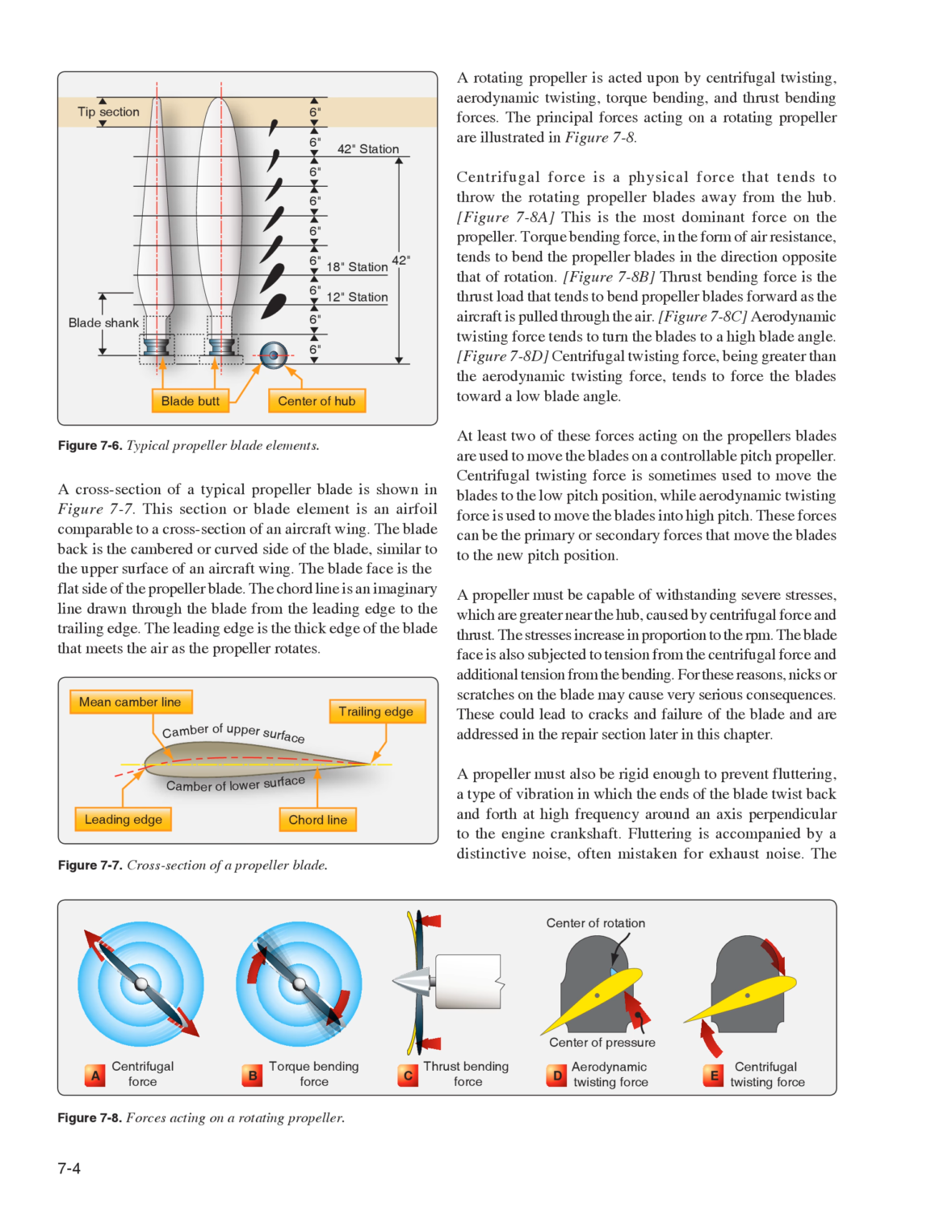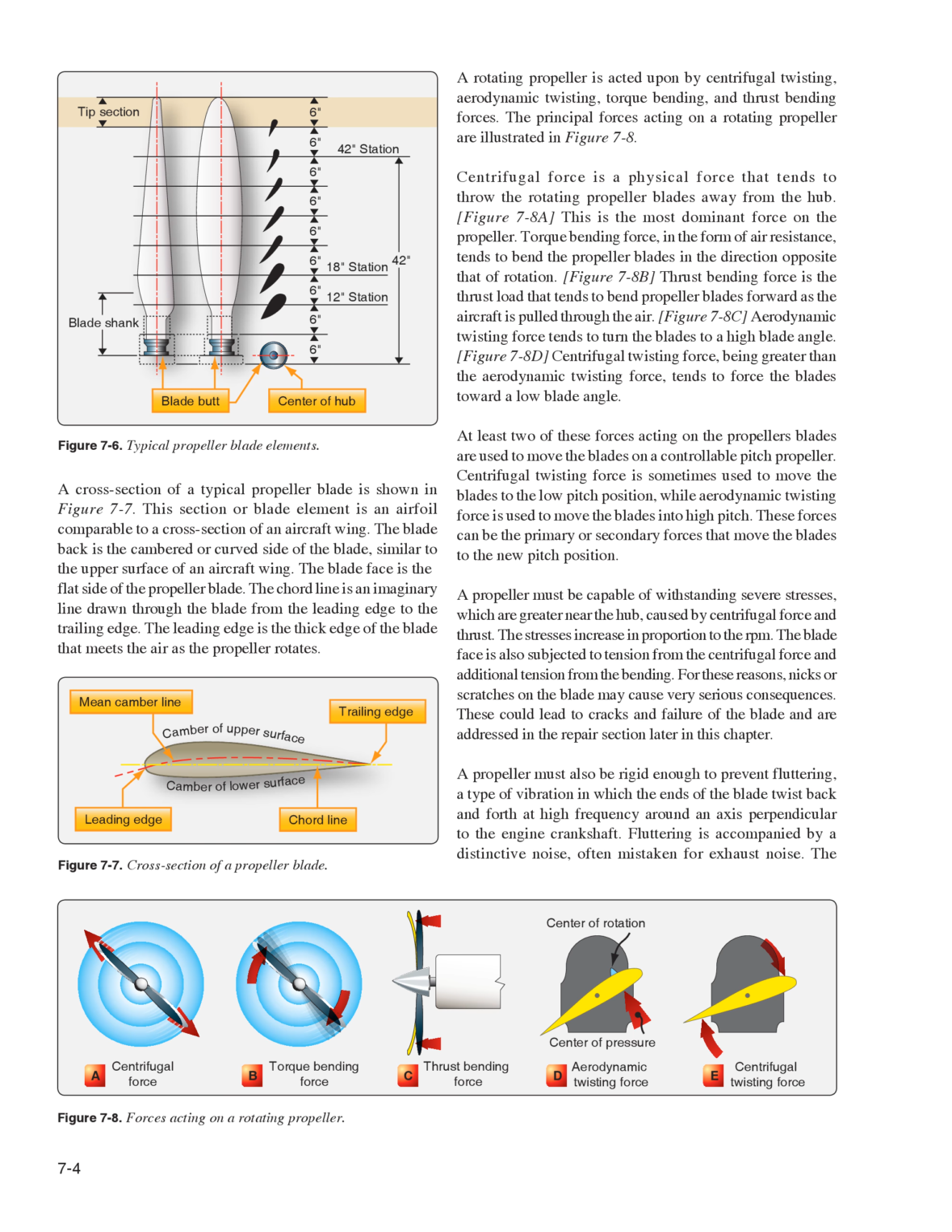A rotating propeller is acted upon by centrifugal twisting, aerodynamic twisting, torque bending, and thrust bending forces. The principal forces acting on a rotating propeller are illustrated in Figure 7.8. Centrifugal force is a physical force that tends to throw the rotating propeller blades away from the hub. Figure 7.8a. This is the most dominant force on the propeller.